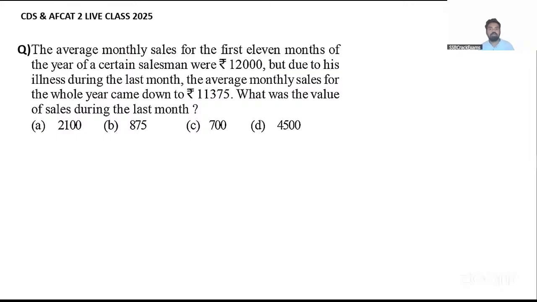The average monthly sale for the first 11 months of a certain salesman was 12,000. But due to his illness during the last month, the average monthly sale for the whole year came down to 11,375. What was the value of sale in the last month?